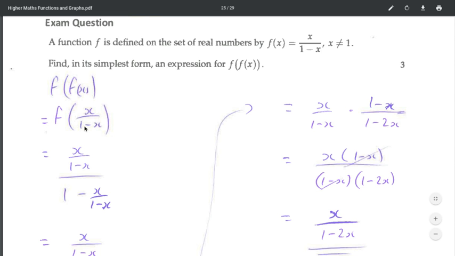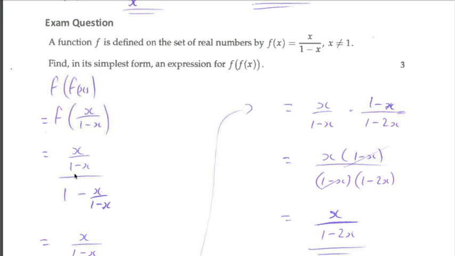So for f of x over 1 minus x, I'm going to substitute x over 1 minus x in for both of these x's. This x on the top would become x over 1 minus x, this x on the bottom would become x over 1 minus x, and obviously this 1 minus needs to be there as well. In a 3-mark exam question, that is our second mark, so 2 out of 3.